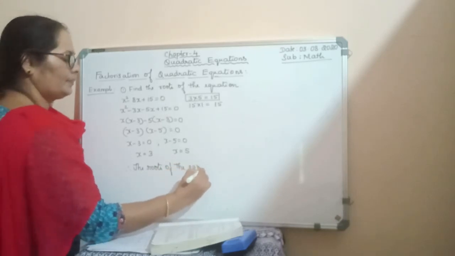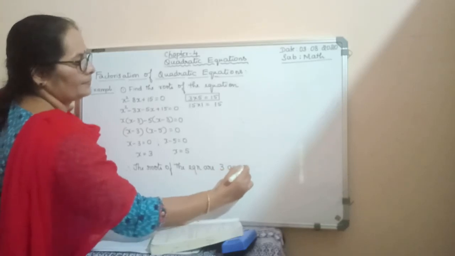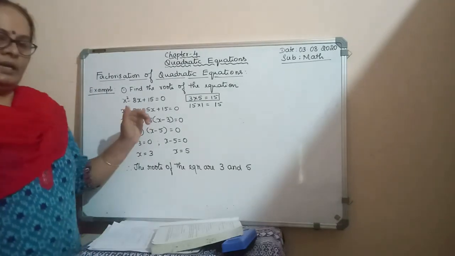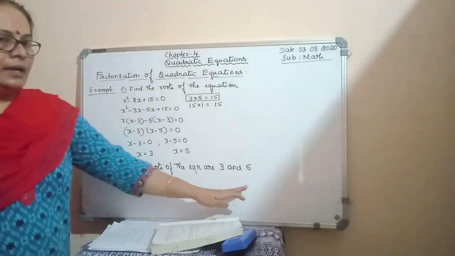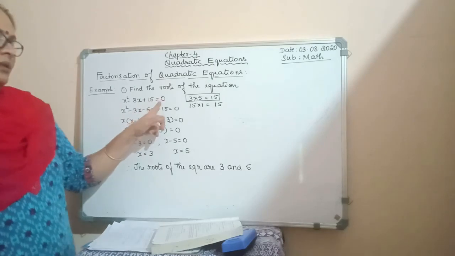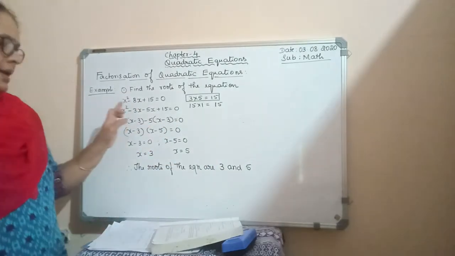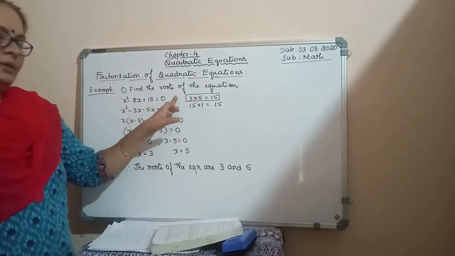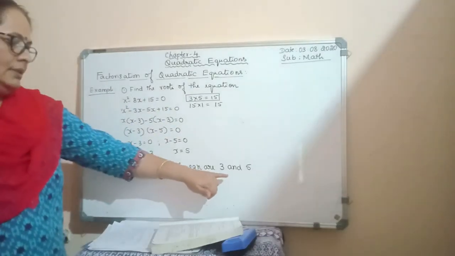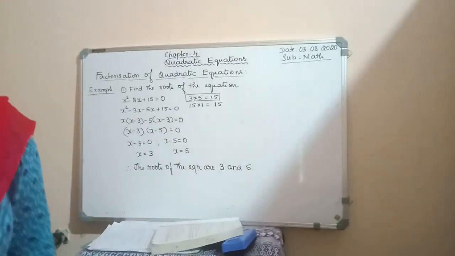are 3 and 5. The roots of the equation are 3 and 5. You can cross check this by substituting x as 3. Then the whole equation is equal to 0. And substitute x as 5. Again the whole equation is equal to 0. Then only you will come to know that these solutions are correct. Okay. We'll go to the next example.